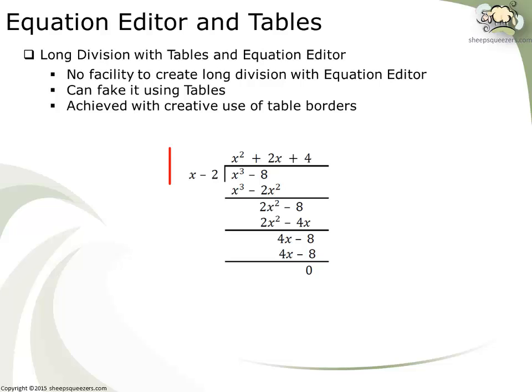This is a table of 2 columns with 8 rows. Okay, I've just happened to justify some of the equations. For example, x minus 2 is right justified within its cell, and some of the other equations were initially left justified and blanks were put in.